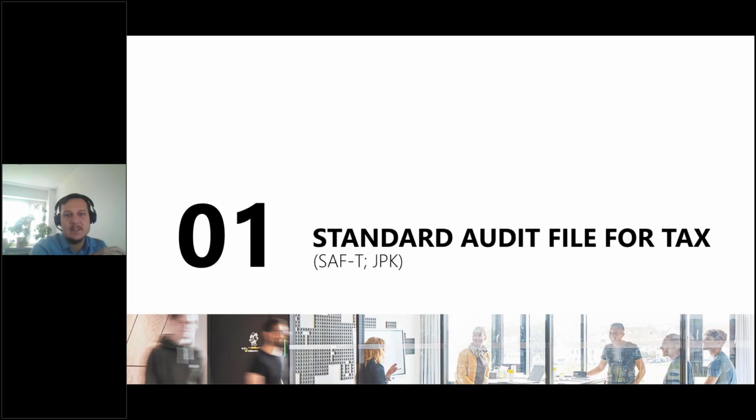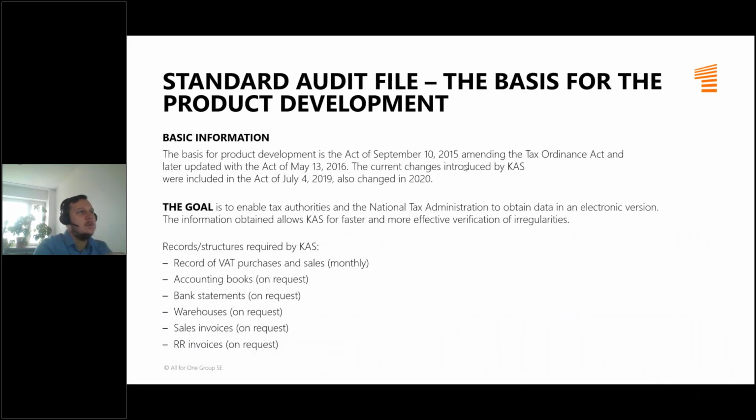We will start with the standard audit file for tax purposes. It is going to be called Saf-T. In Polish, it is an abbreviation for the JPK, and it is very often called JPK. Even if you go through the SAP notes, you will see that the JPK abbreviation is used many times. So what it is and why we have created our products.